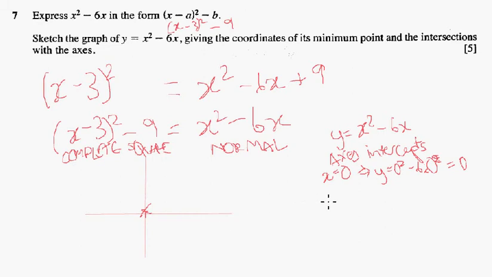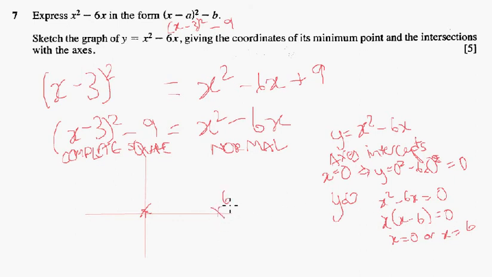And when y is 0, we know that x squared minus 6x equals 0. Now, to solve this, there's nothing complicated you have to do. If you see that x is a factor of both, you can just say that x times x minus 6 equals 0, and therefore x is 0, which we already knew, or x is 6. So the other x-axis intercept is over here at 6.